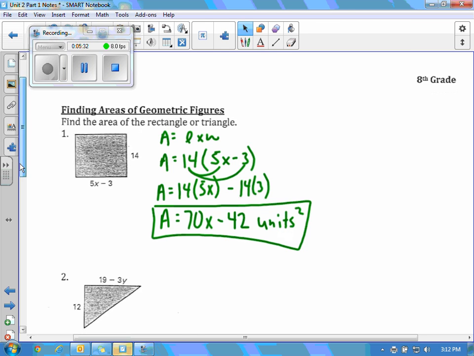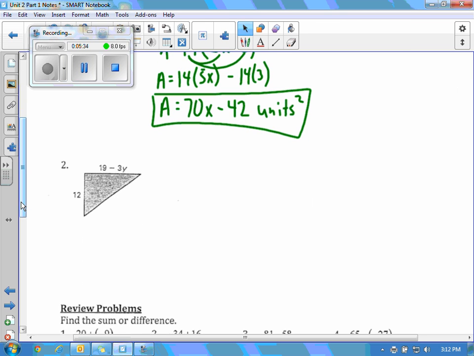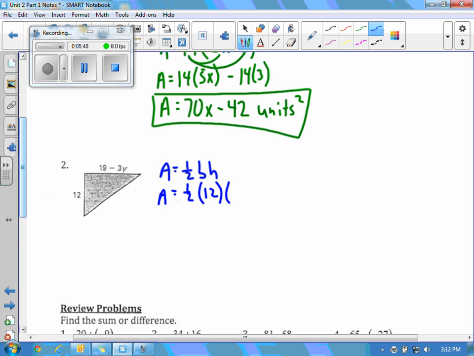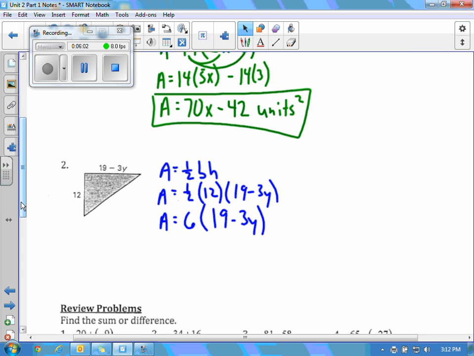Looking at number 2, now we have a triangle, so our formula is going to be a little bit different. Area equals 1/2 base times height. My area formula for a triangle. So I have area equals 1/2. My base is 12. My height is 19 minus 3y. Now, my recommendation to you is do the 1/2 times 12 first. Half of 12 is 6. So then I have 6 times 19 minus 3y. So I'm set up for distributive property. I'll let you guys go ahead and finish that one out and do the rest of the distributive property.